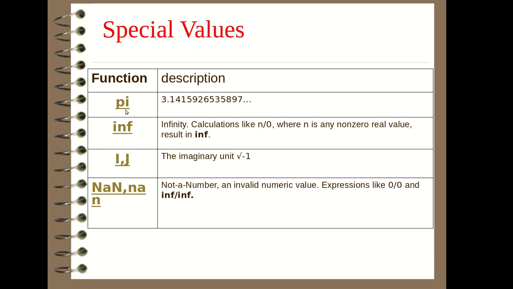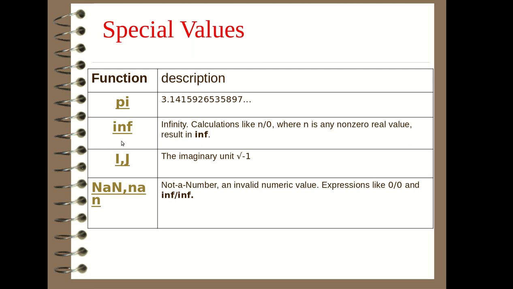For example, pi. All of us know pi. This is 3.14 or so. This is the normal pi, which we use normally in mathematical expressions of phenomena like sine waves or cosine waves in communication or signal processing.